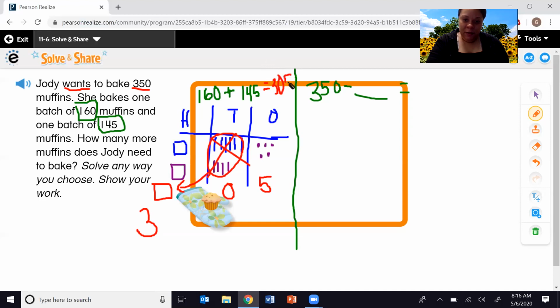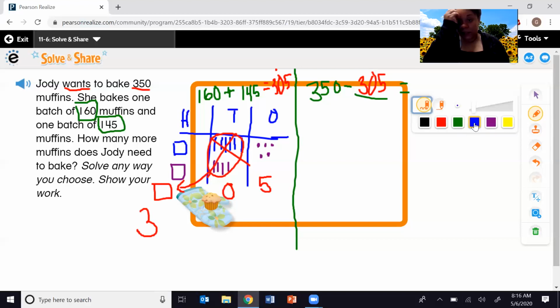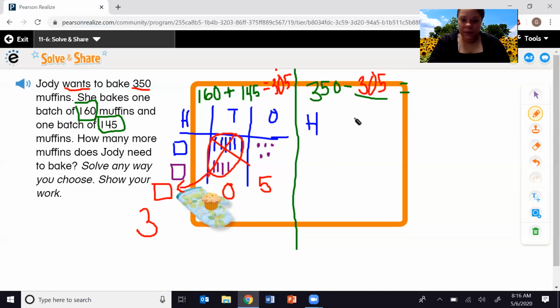So now we figured out what we should put in this blank here. We're going to bring over our answer from here and put it here. So 305. So 350 minus 305. Well, the good thing is I can still use my HTO chart to solve this. So I'm going to write my HTO.